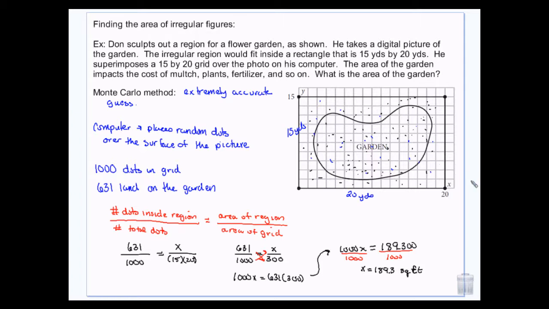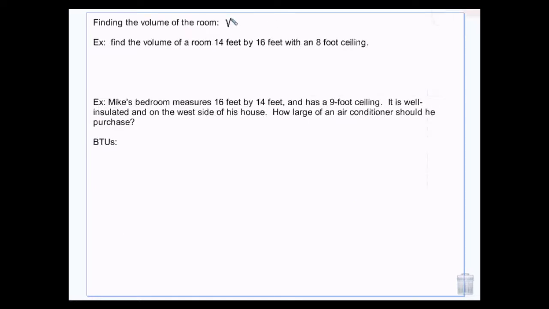Nobody wants to learn the calculus version, right? Rectangle, volume is easy. Length times width times height. Okay, the volume of a room that is 14 by 16 by 8. So the volume is 14 times 16 times 8. But instead of square feet, it's cubic feet. So if it's feet, it'll be cubed. If it's inches, it'll be cubed, etc.